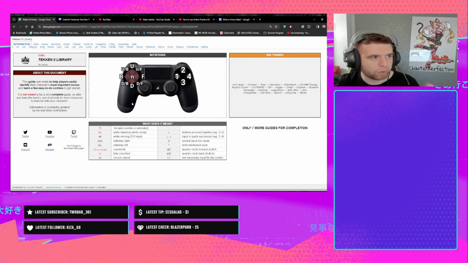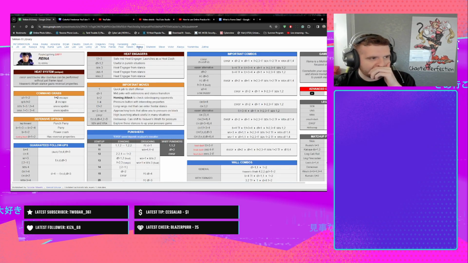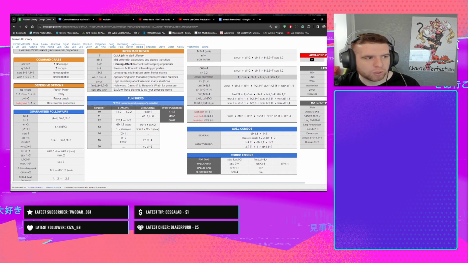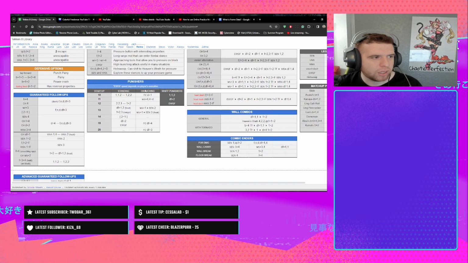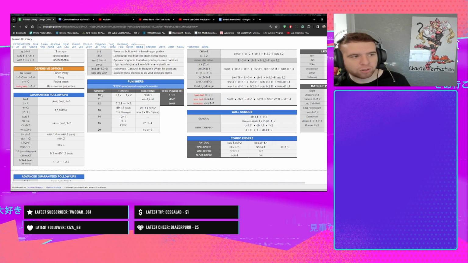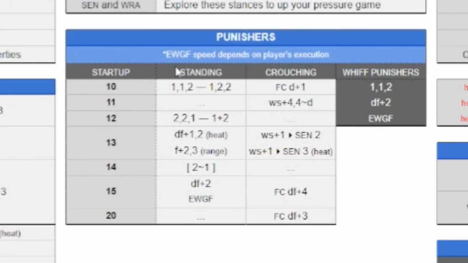Now, what I want to do is go up here and click whatever character I'm learning and playing, and then scroll down to punishers. Right here we just talked about startup frames, right? So your 10 frame startup, your 10 frame punish, like we just said, is going to be 1, 1, 2. Or look at that, you can also use 1, 2, 2.